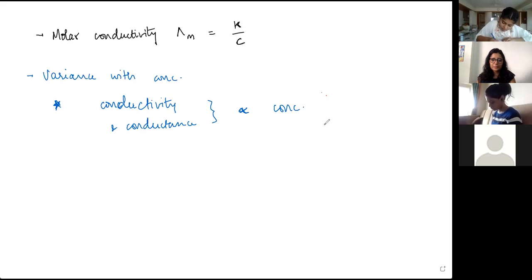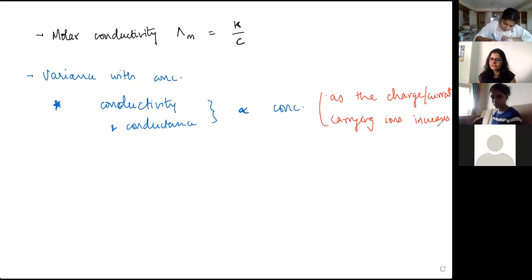So it's directly proportional because the number of charge carrying ions increases. If concentration goes up, conductivity goes up because the number of ions increases. If concentration goes down, the conductivity and conductance go down because the number of ions decreases. Now, the nature of the electrolyte matters. It is directly proportional, but is it going to be a straight line, or exponential, or logarithmic? That variation is what changes for strong and weak electrolytes.